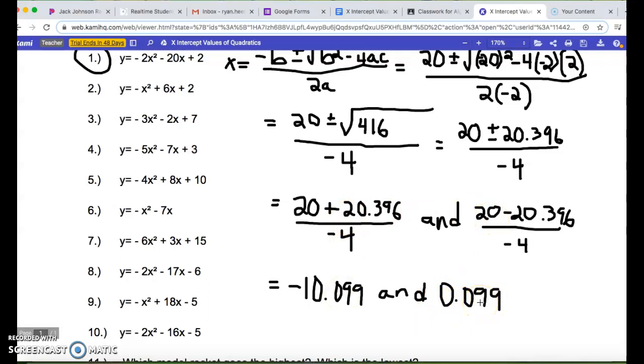Now remember, as this applies to a problem like a rocket or a ball or whatever, a negative would be going back in time. So we really don't want that number. This is going to be your answer for number one, 0.099. And the number could be bigger, could be smaller, but it is going to be a decimal. All right, so do that for each of these problems, and I'm looking for only the positive solution.